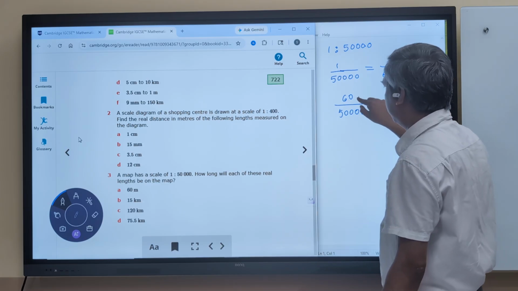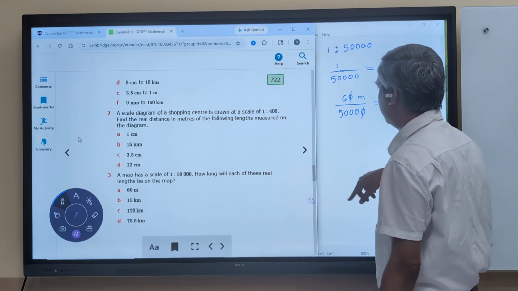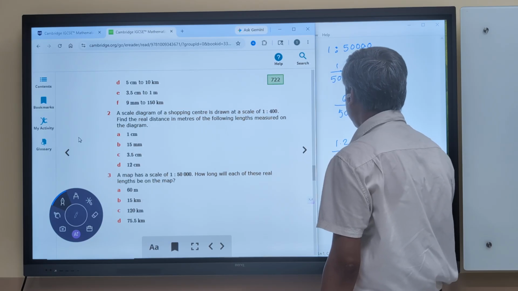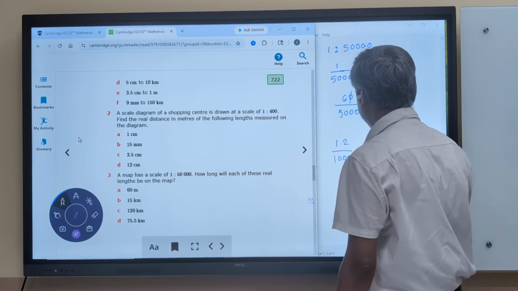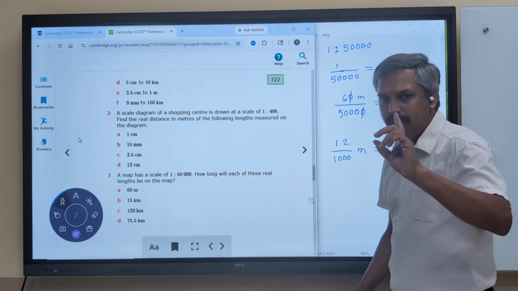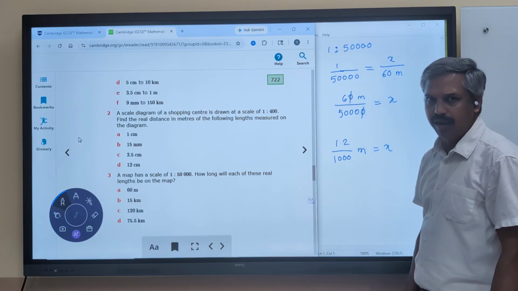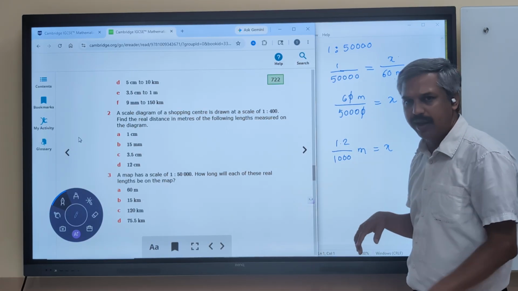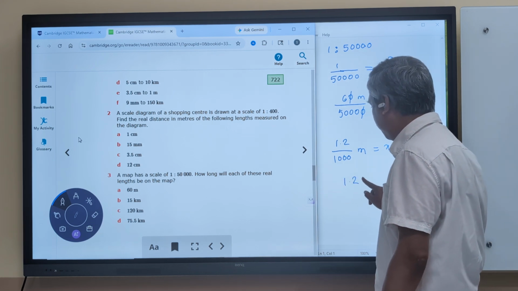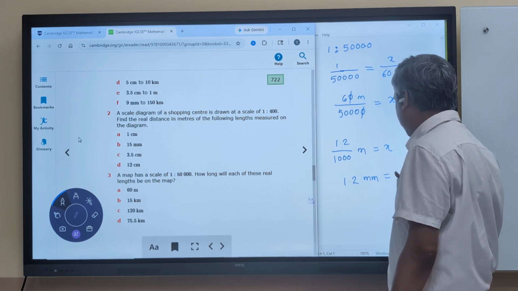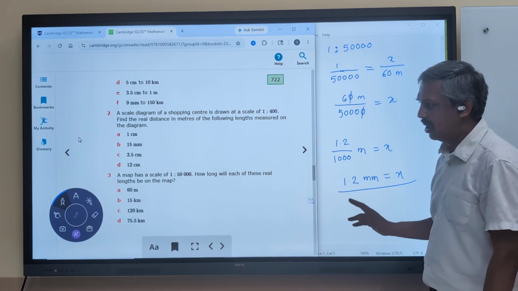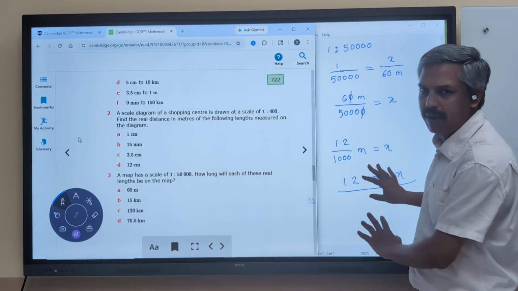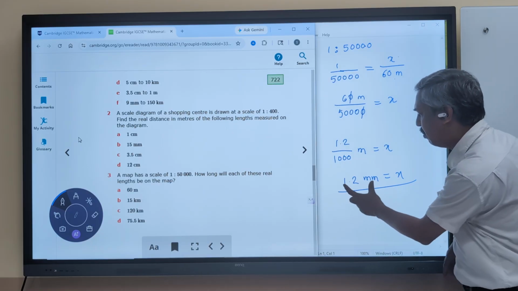60 is in meter. 6 upon 5 is 1.2, upon 1,000 meter is equal to x. 1 upon 1,000 meter is 1 millimeter. If you don't know, you can convert this meter into centimeter and then millimeter. You will get the answer. This is what the value of x will be. So this distance of 60 meter will be shown on the map with a distance of 1.2 mm.